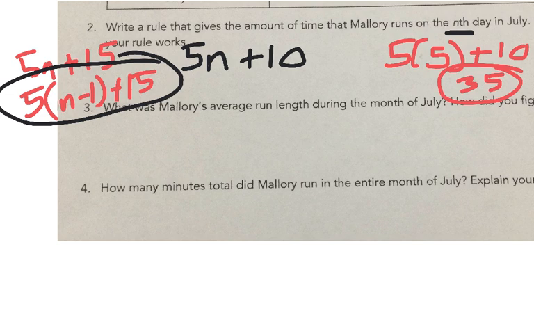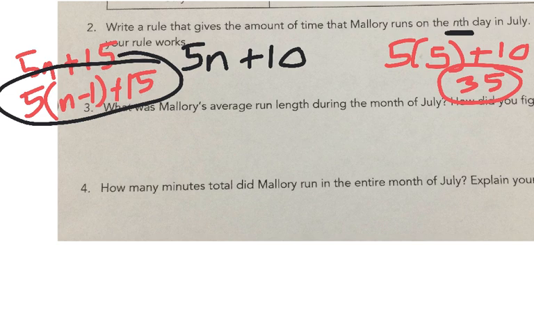So what was the middle day? 16. One way you could find the middle is by adding the first plus the last. So 1 plus 31 is 32. Divide it by 2. That's how you can find the middle term. First plus last divided by 2. So it is the 16th, and then you guys said on the 16th she ran 90 minutes.